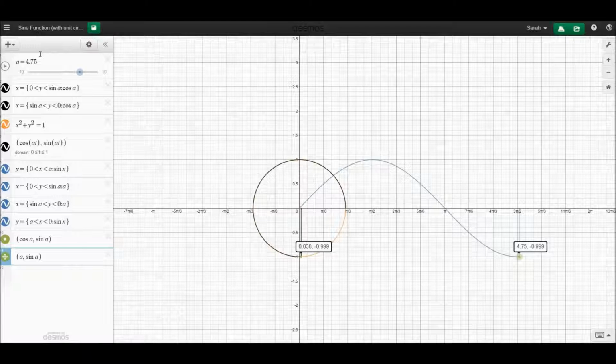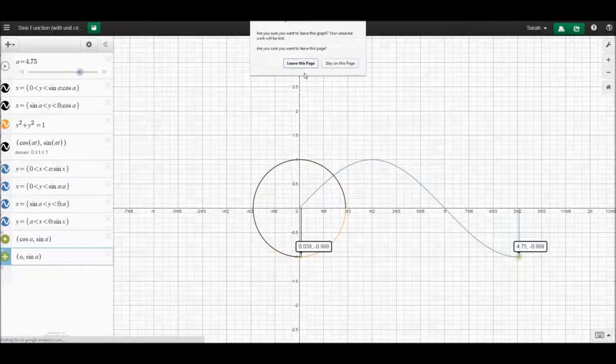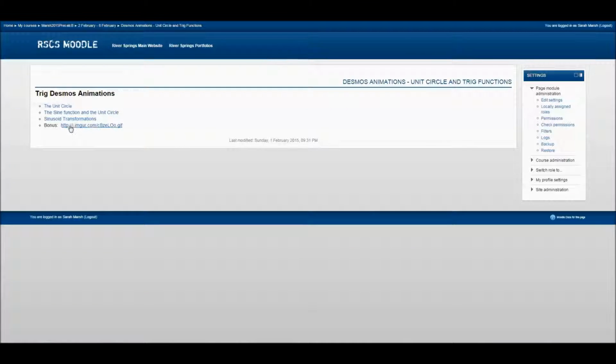And then I also included in that list an animation that showed some of the same things as well. This wasn't Desmos, so it wasn't the same as the last one where they could play with it and interact with it, but still this has a powerful effect on helping them see how the unit circle is connected to the sine and cosine function.